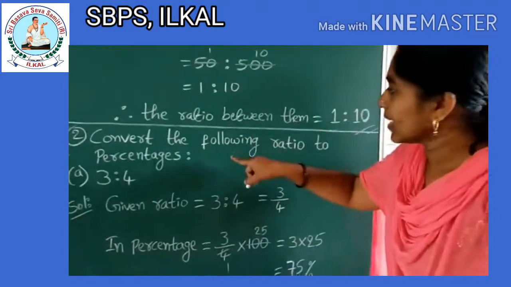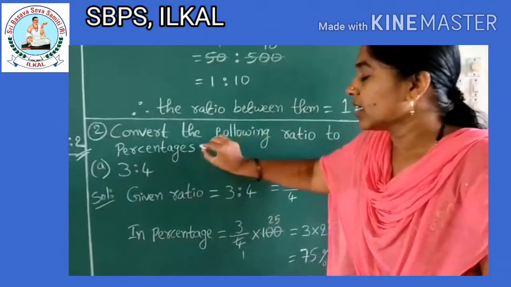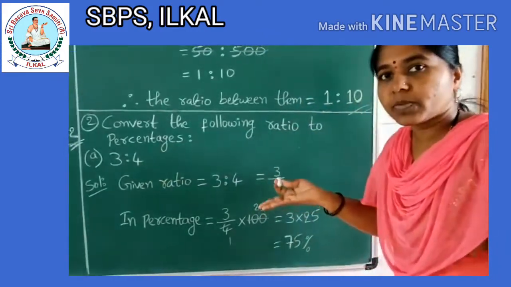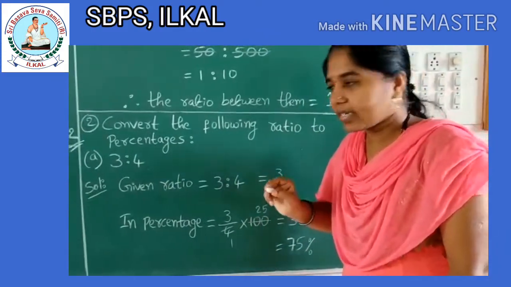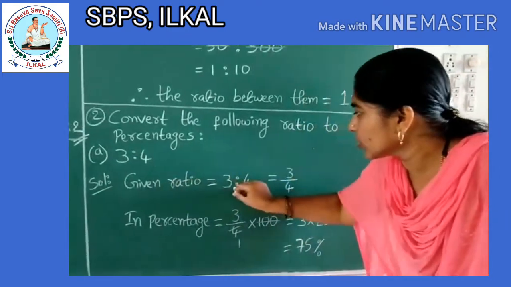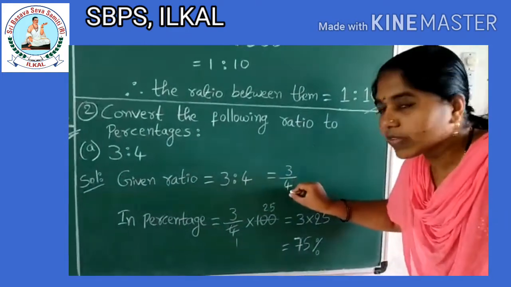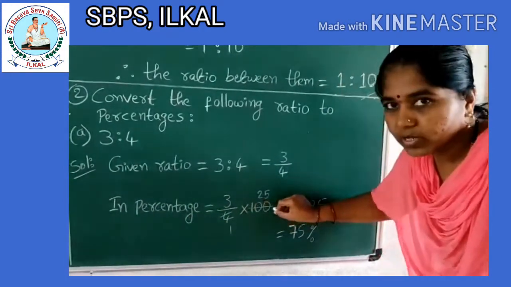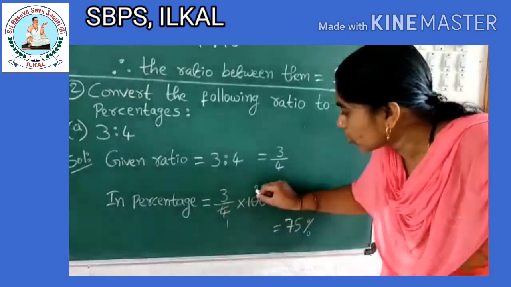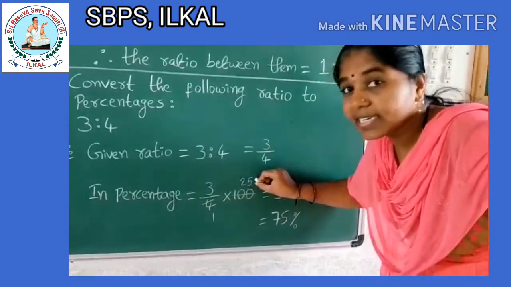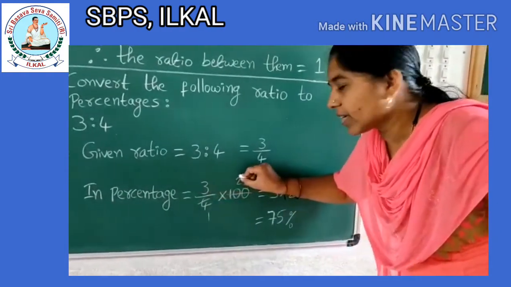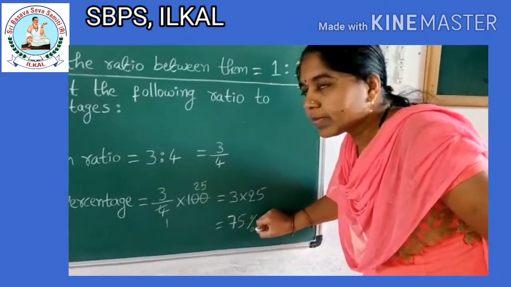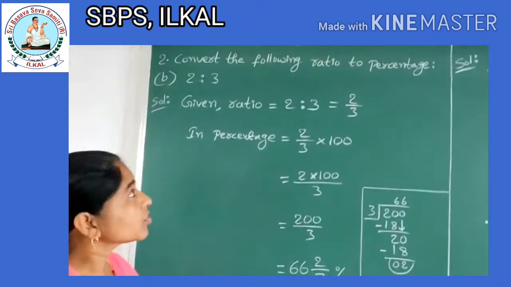Next one. Convert the following ratio to percentages. They gave a ratio, children, we have to convert it into percentage. To convert it into percentage, we have to multiply with 100. Given ratio is equal to 3:4, which we can write as 3/4. In percentage, while converting 3/4 into percentage, we multiply by 100. 4 ones are 4, 4 twos are 8, 4 fives are 20. If you strike out, 3 into 25 will remain. 3 into 25 gives 75. That is 75%.